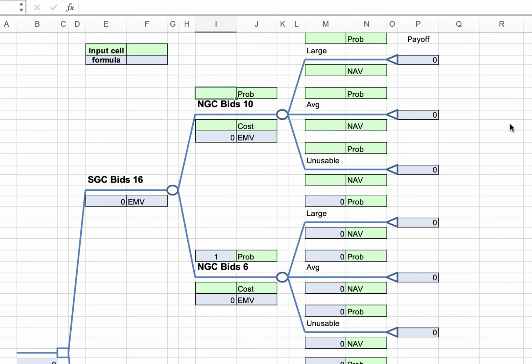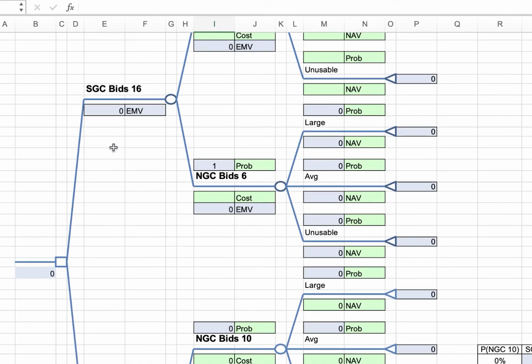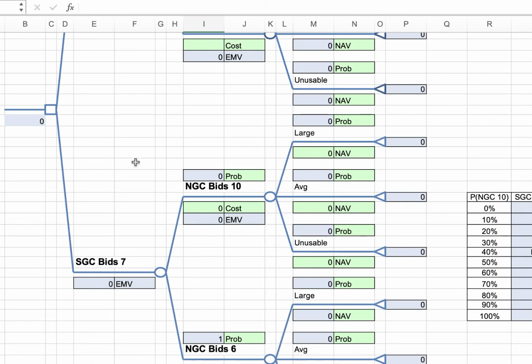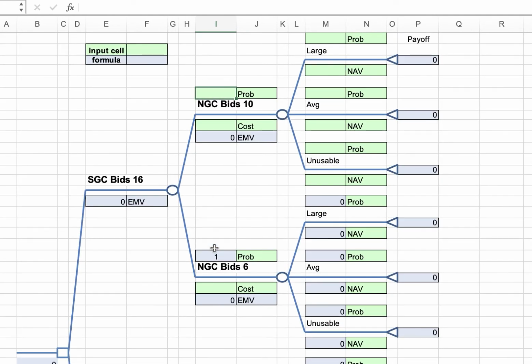Our final example problem in Lesson 5 is another decision tree application. Here our focus is on deciding between two bid levels. So we're bidding for the rights to an oil and natural gas site. So we're trying to decide at node 1 between two bid levels. SGC could either bid high at 16 million or they could bid low at only 7 million. So quite a difference in cost between the two bid levels.